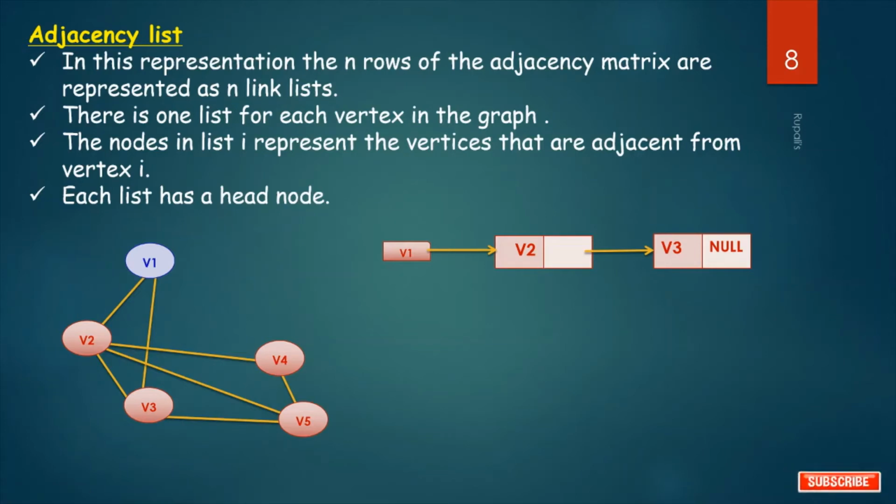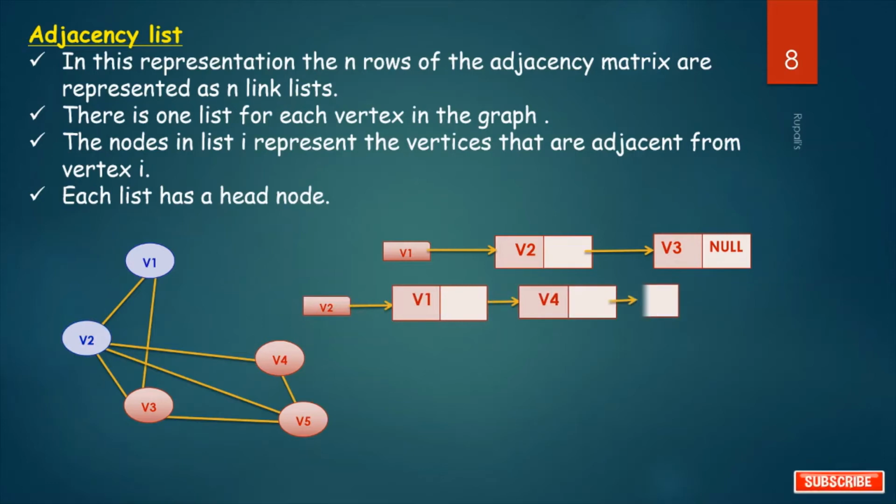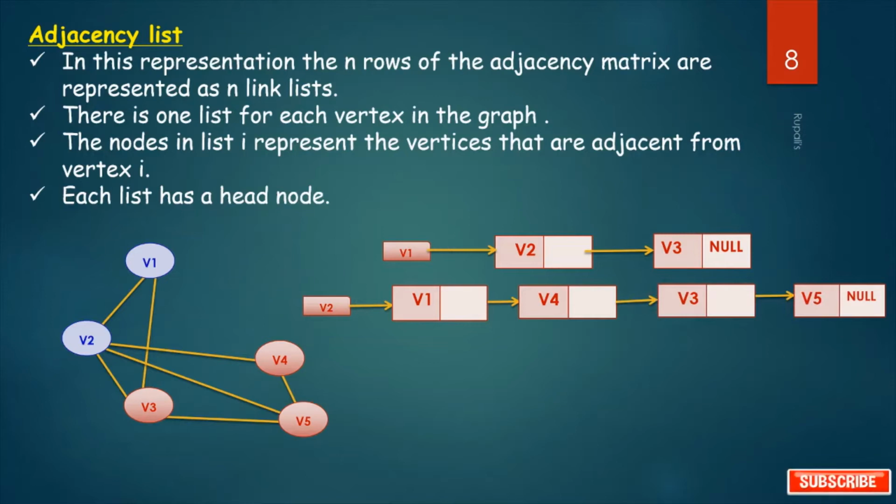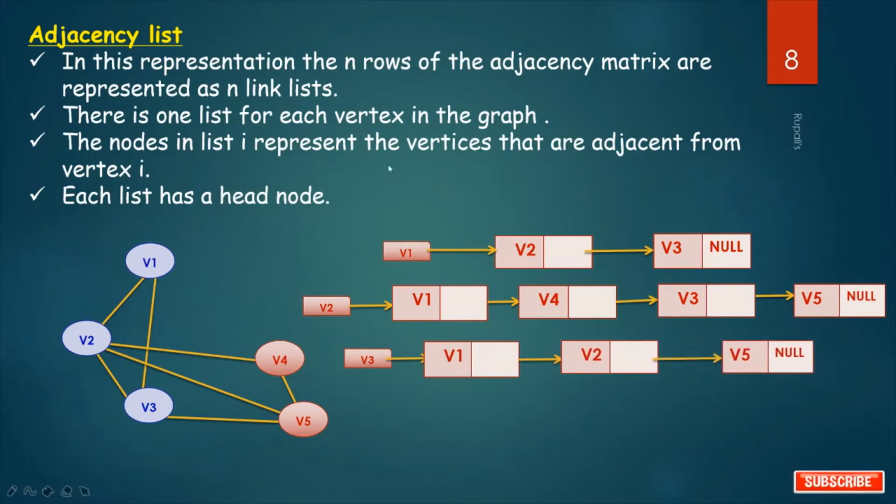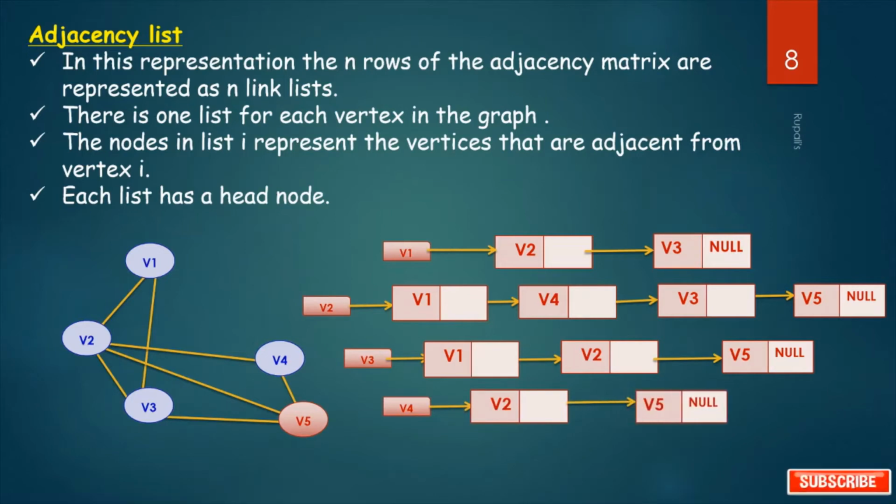For the remaining nodes, for V2, it is V1, V4, V3 and V5. No other node is connected with V2. Then for V3, it is V1, V2 and V5. For V4, it is V2 and V5 and then null. And for V5, it is V4, V2 and V3.